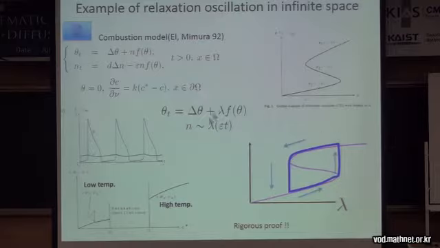For this equation, the horizontal axis corresponds to lambda. If lambda is sufficiently small, then only a low temperature stationary solution appears. But if lambda is sufficiently large, then only a high temperature stationary solution appears. And in the middle range, there is a structure like this. That is a hysteresis structure like this. So this is the case.